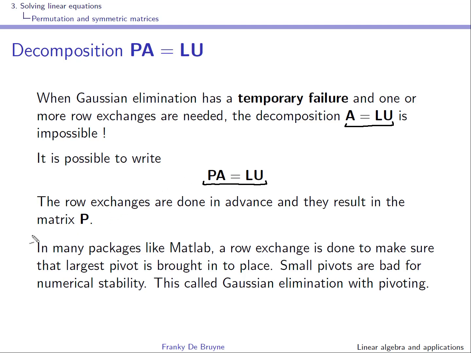For your information, packages like MATLAB use row exchanges to bring the largest pivot in place and have fewer numerical problems. This is called Gaussian elimination with pivoting, and this occurs when you solve the system AX equals B using the MATLAB command A/B. So what is implemented goes a bit further than what we have seen here in the course. It's Gaussian elimination with pivoting.